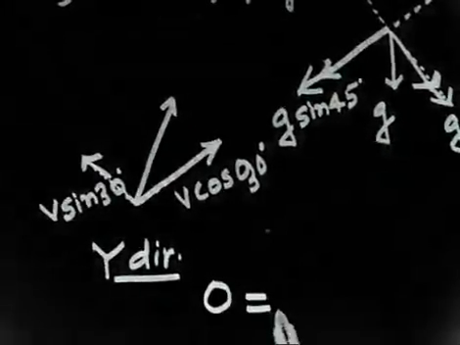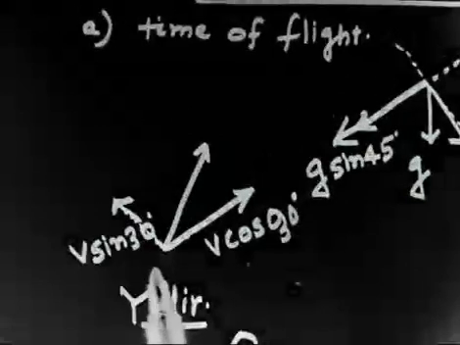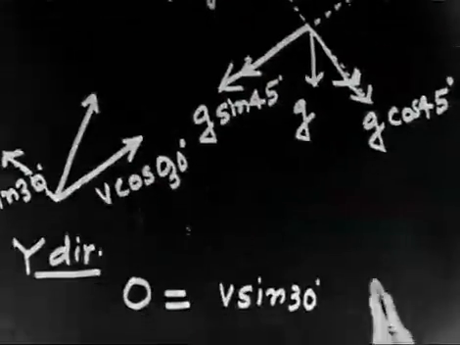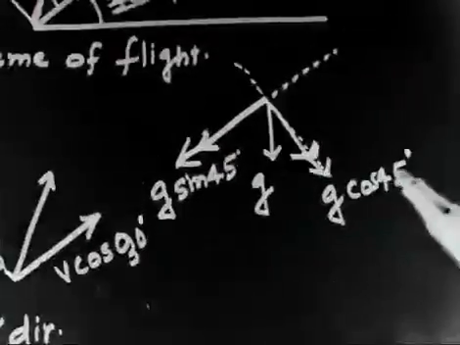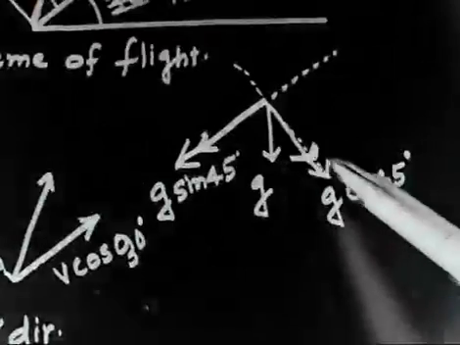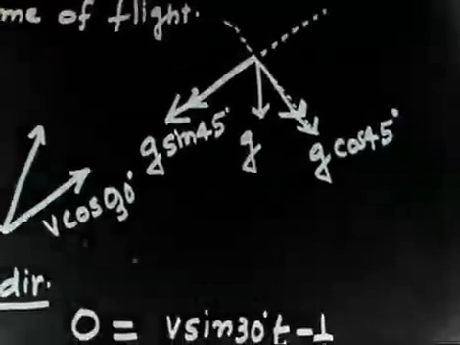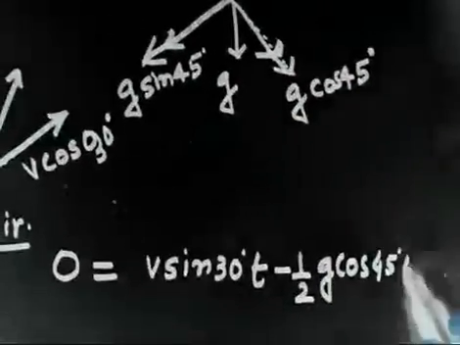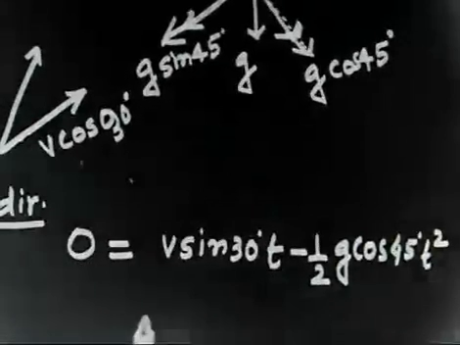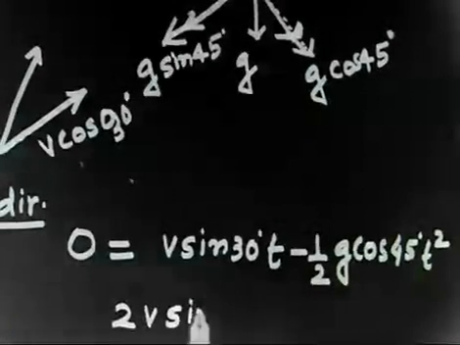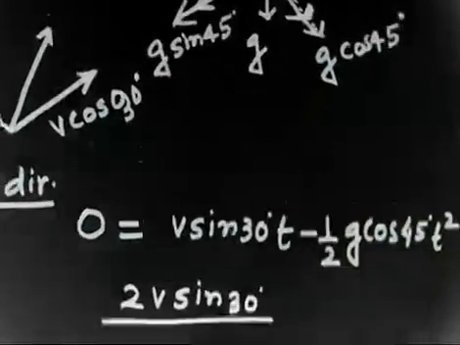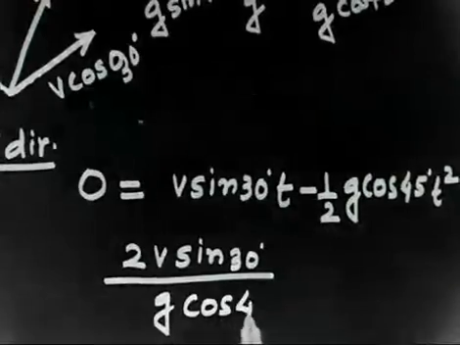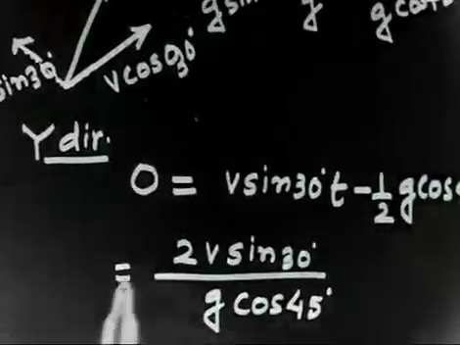So s is equal to ut. Initial velocity in the y direction is V sin 30, so V sin 30 into t, and acceleration is constant, this is in the negative y side, so minus half g cos 45 into t square. From here you will get time. So time is equal to 2V sin 30 degree divided by g cos 45 degrees. So that is the time of flight.